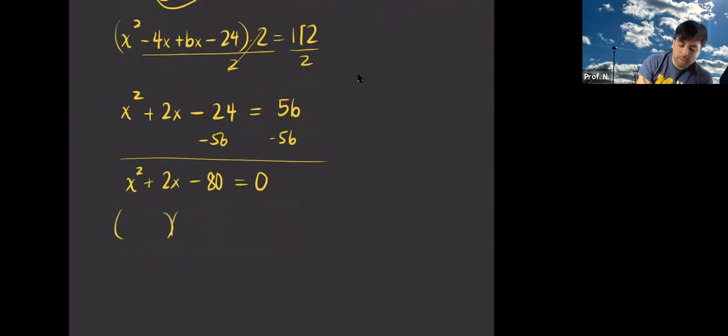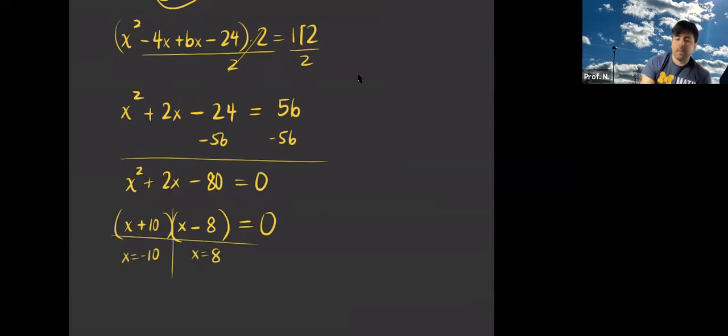And now I want to solve this. So how do I solve this? I find two numbers that multiply to negative 80 and add to positive 2. And what are those two values? Plus 10 and minus 8, right? And then I solve. X equals 8, x equals negative 10. I got two solutions, right?